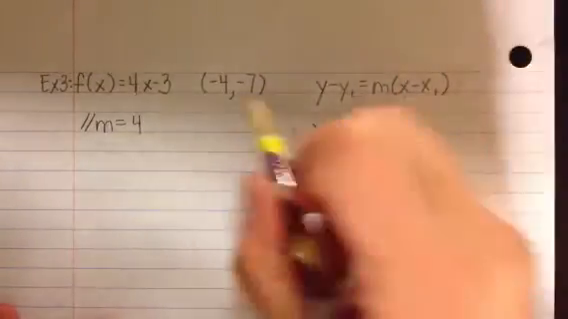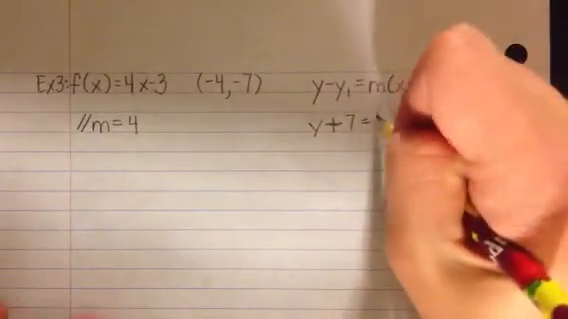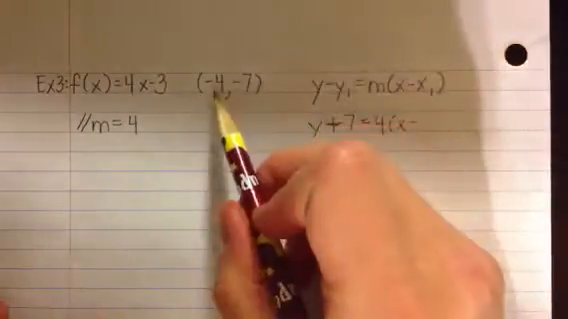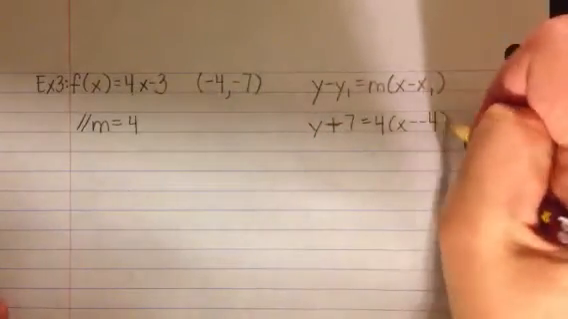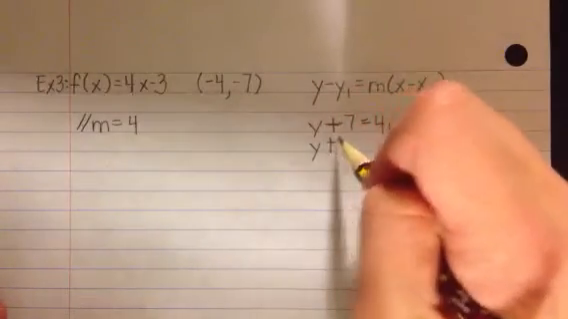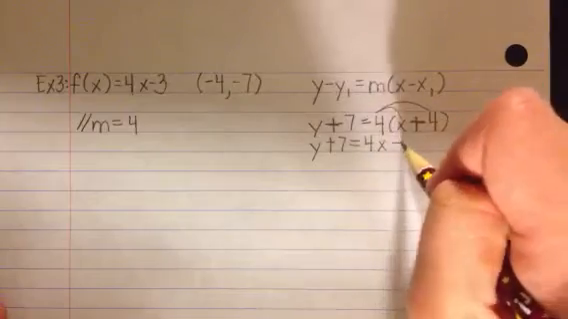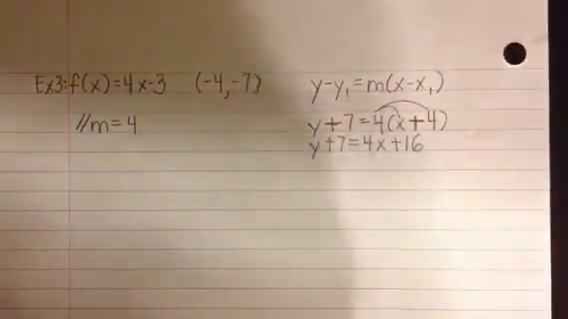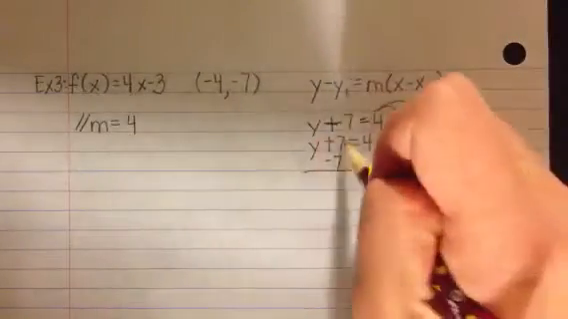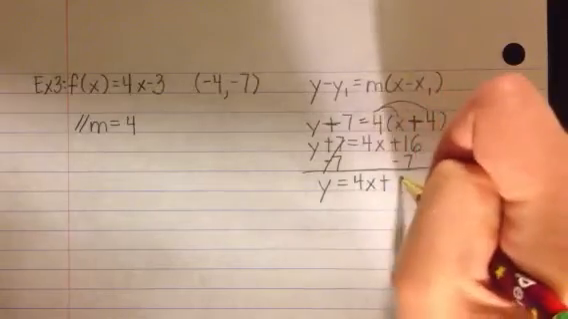So y minus negative 7, so that becomes plus, equals, my slope is 4, x minus negative 4, that becomes plus. So y plus 7 equals, when I distribute, 4x plus 16. Last step, minus 7 both sides. y equals 4x plus 9.